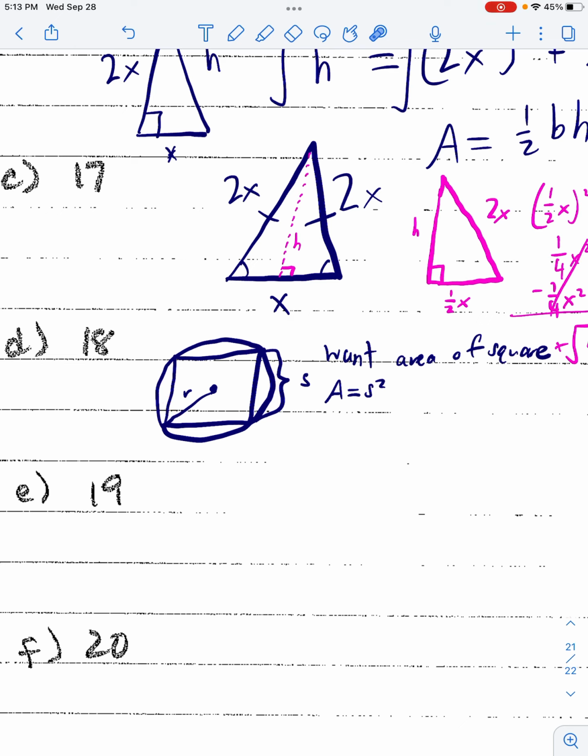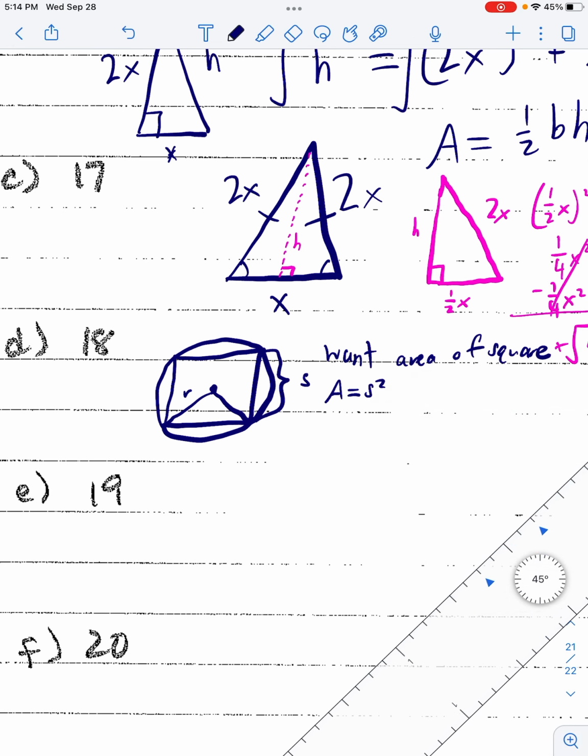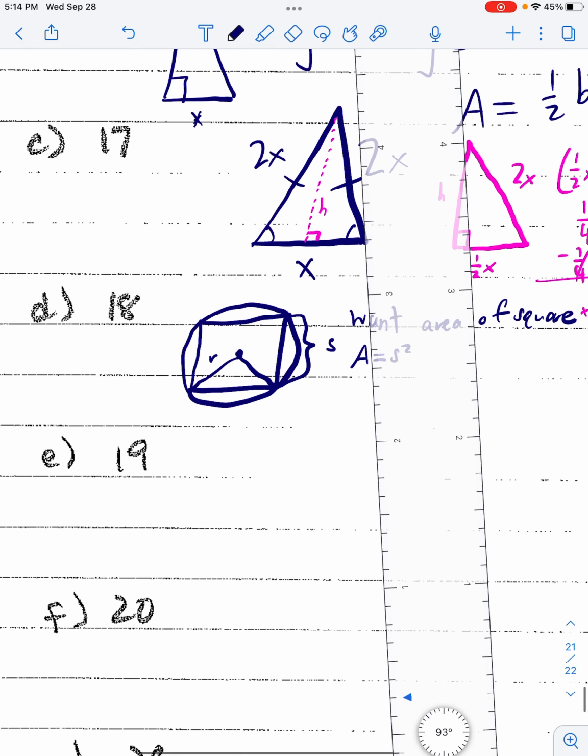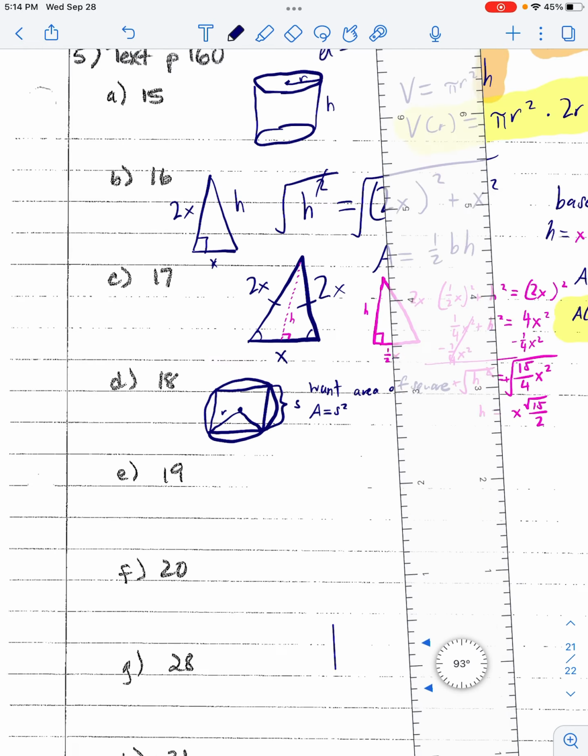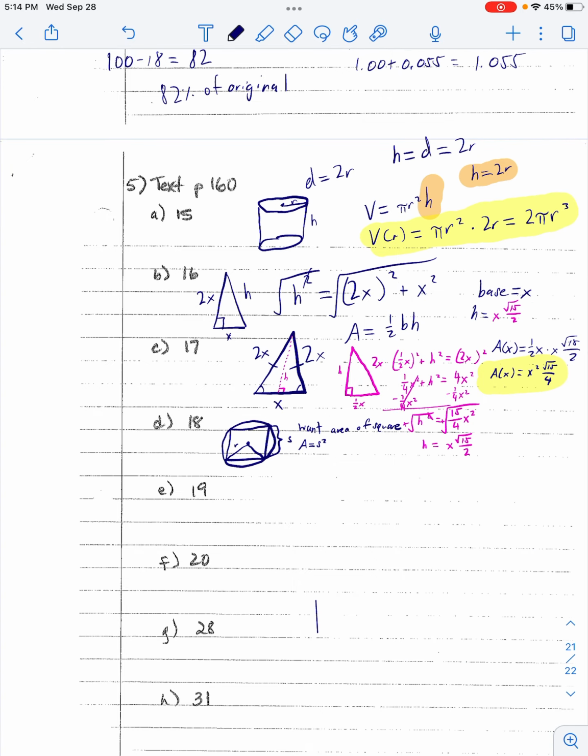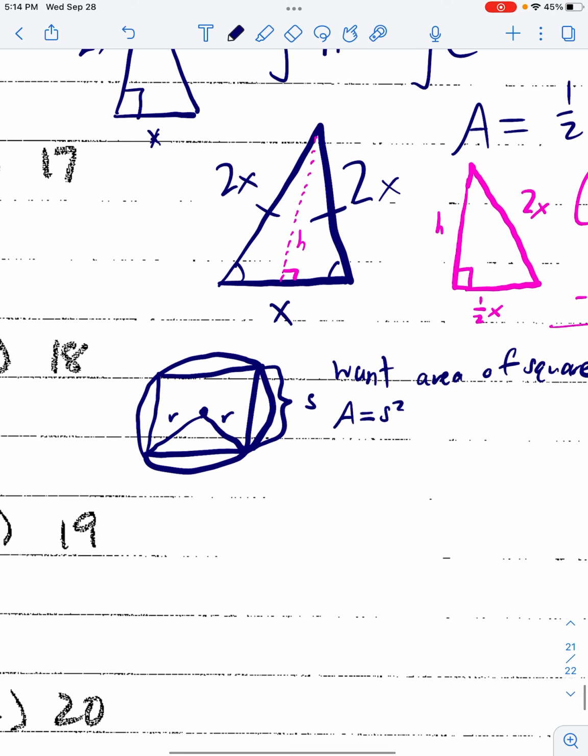All right, so let's think about this. I'm going to draw another radius here. Oh, what's going on? What's this? Is this like a straight edge or something? What is this? Oh my gosh. How do I make this go away? I'm just going to push it off to the side. Sorry about that.